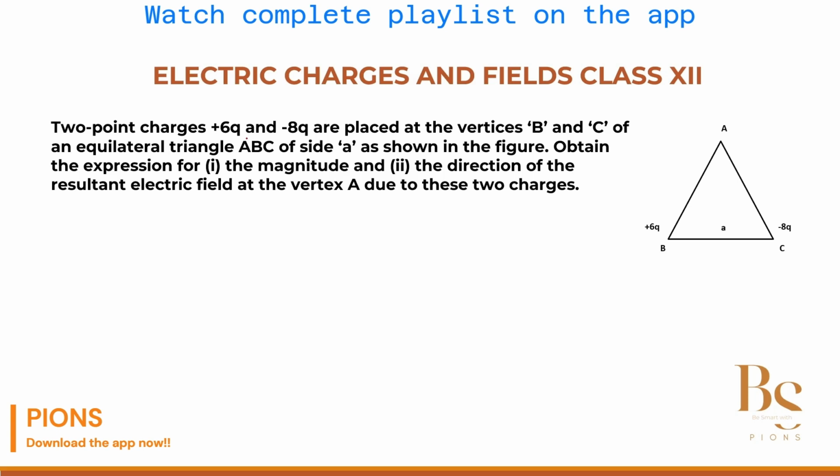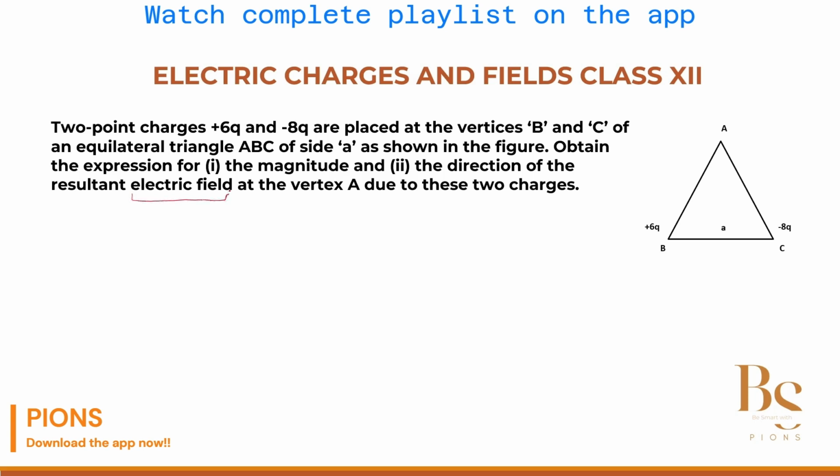Two point charges plus 6q and minus 8q are placed at the vertices B and C of an equilateral triangle. So this is an equilateral triangle ABC with side A, as shown in the figure. Very simple: there is a 6q charge here, and here minus 8q, and the side length of this equilateral triangle is A. Obtain the expression for the magnitude and the direction of the resultant field.